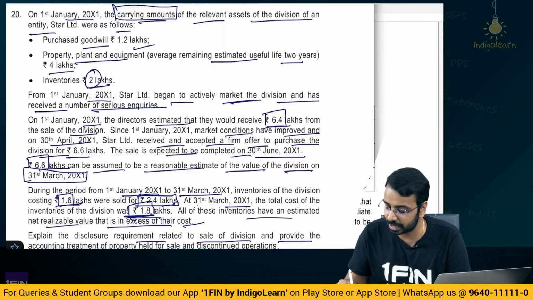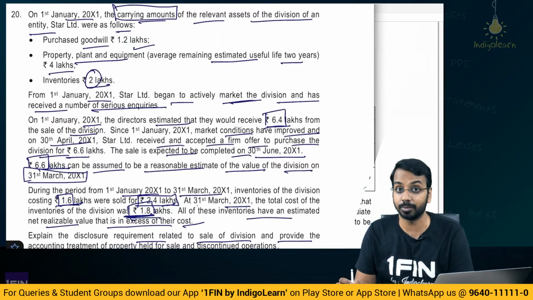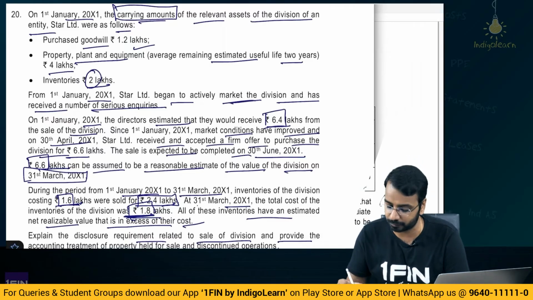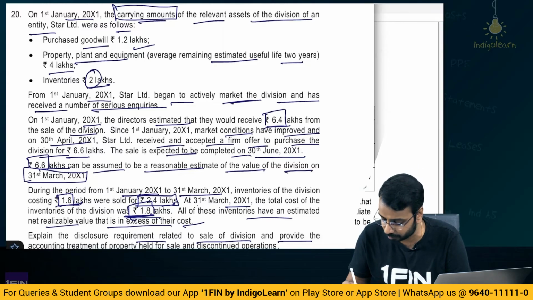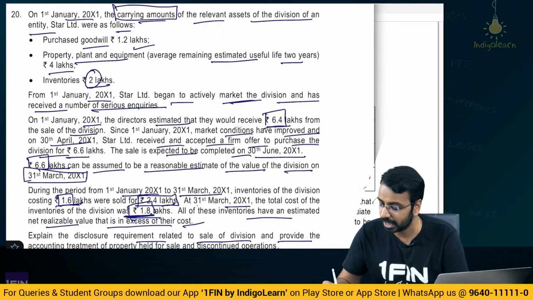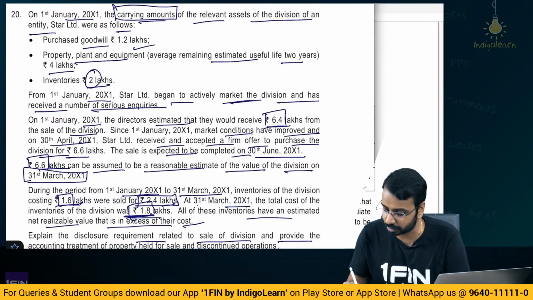Rupees 6.6 lakhs can be assumed to be a reasonable estimate of the value of the division on 31st of March. So, as on 31st of March, 6.6 lakhs can be considered a reasonable estimate of the amount that would be fetched. During the period from 1st of January to 31st of March, inventories of the division costing 1.6 lakhs were sold for 2.4 lakhs. So, whatever inventory was costing 1.6 lakhs was sold separately for 2.4 lakhs. At 31st March of year 1, the total cost of the inventories of the division was 1.8 lakhs.